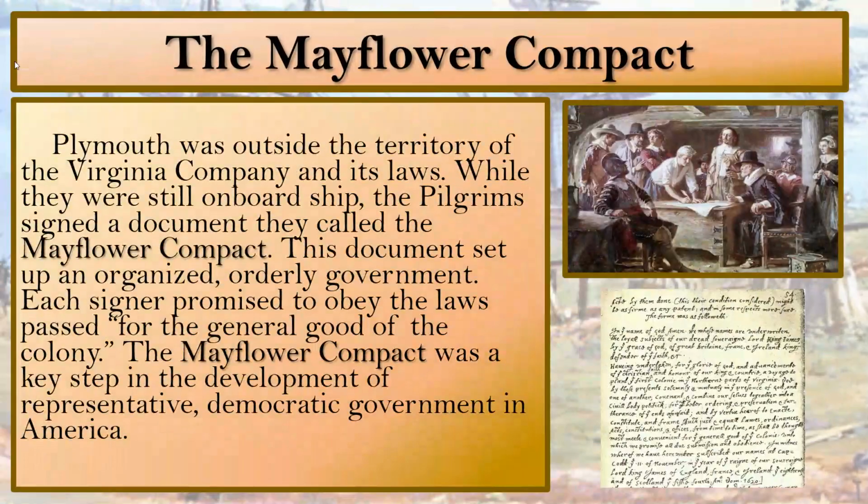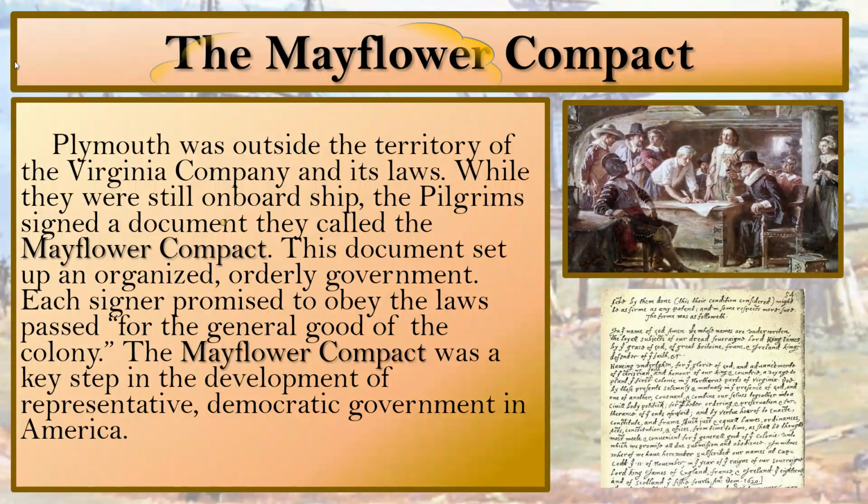So, hey, we are already on page 66. So we're going through this reading pretty quick. Plymouth was outside the territory of the Virginia Company and its laws. While they were still on board ship, the Pilgrims signed a document they called the Mayflower Compact. This document set up an organized, orderly government. Each signer promised to obey the laws passed for the general good of the colony. The Mayflower Compact was a key step in the development of representative, democratic government in America.